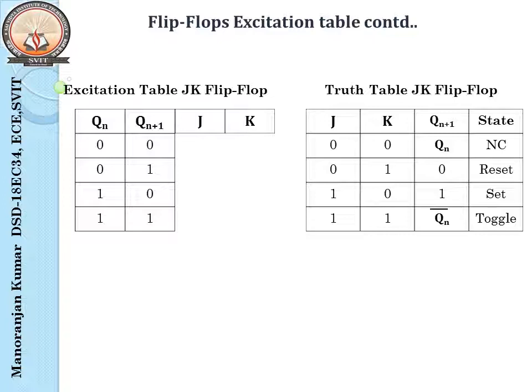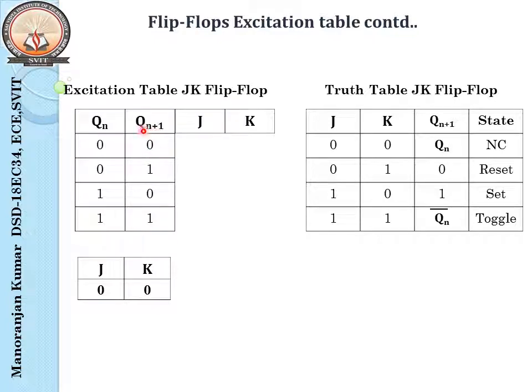So quickly we'll try to write the excitation table for JK also. In the same manner, we'll write the excitation table of JK. So when Qn and Qn+1 are both 0 0, it is nothing but your no change state. For no change, my inputs are 0 0, and one more combination we have is where the output is 0.